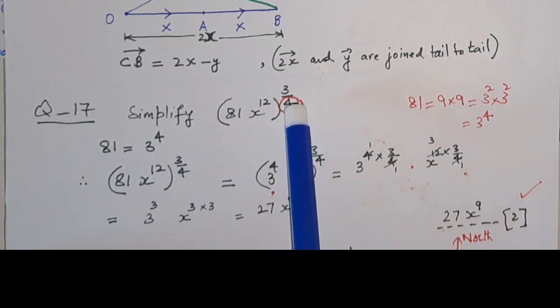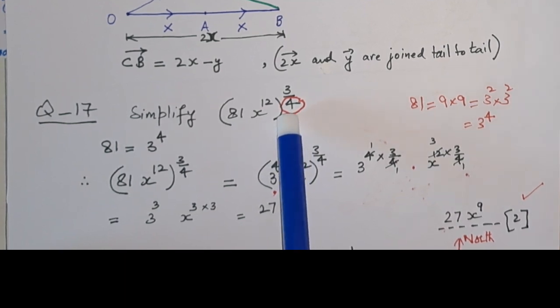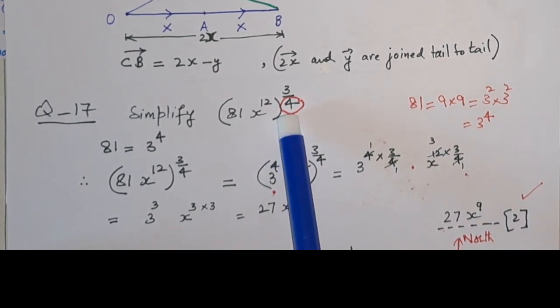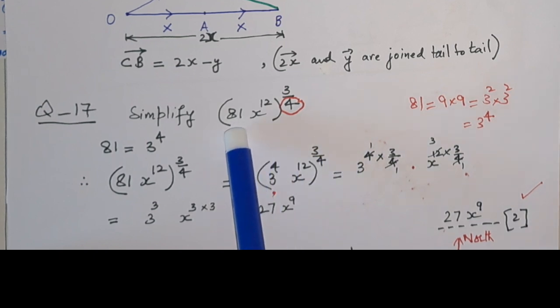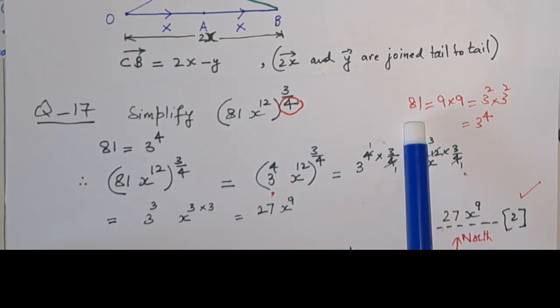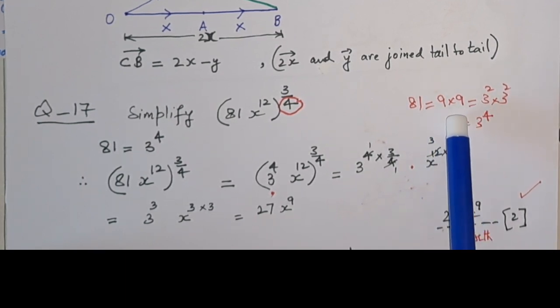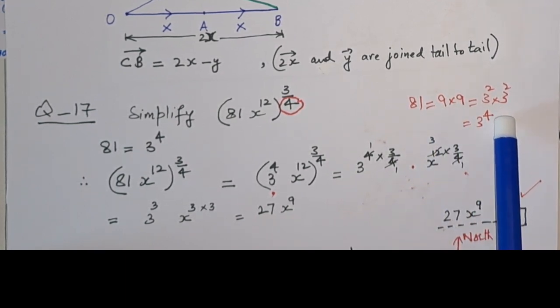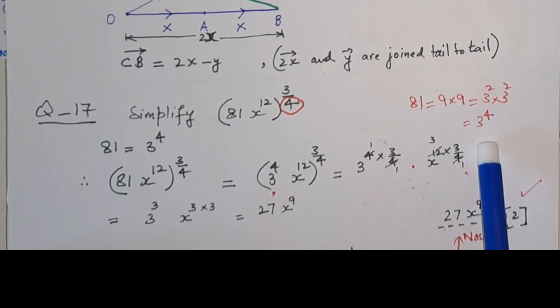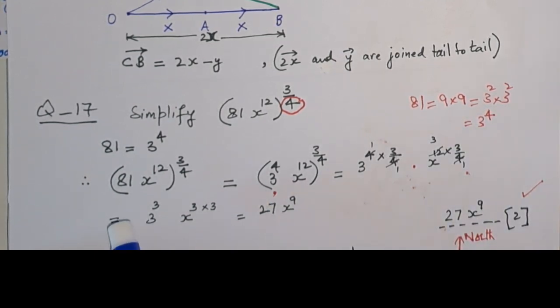This 3 was okay, but because this is divided by 4, we have to get rid of it if possible. Now for that, if I look at 81 and find its factors, 81 is equal to 9 into 9. 9 is 3 square, 9 is 3 square, 3 square into 3 square is 3 power 4. Problem is solved. We write them down.